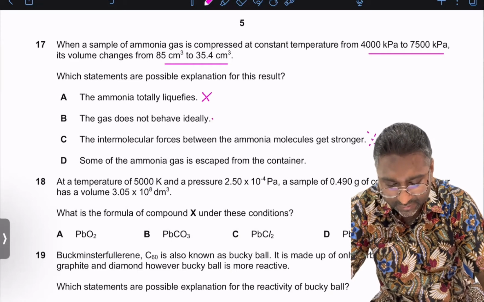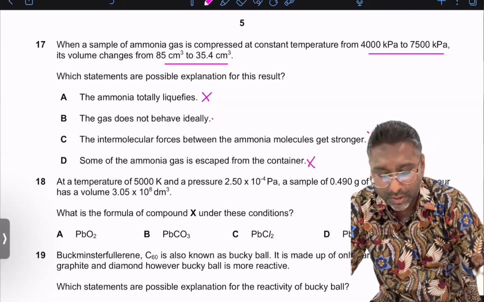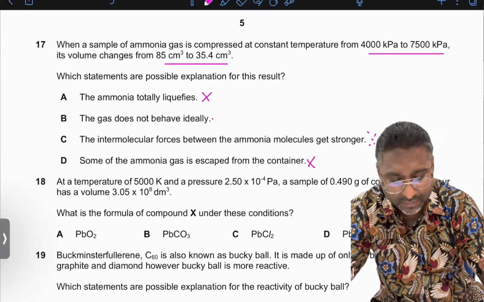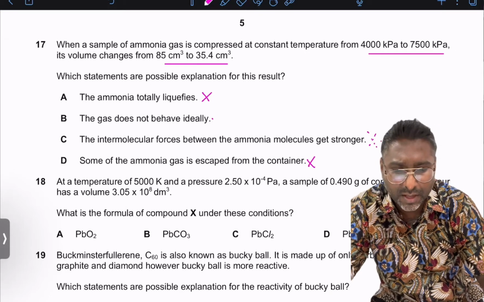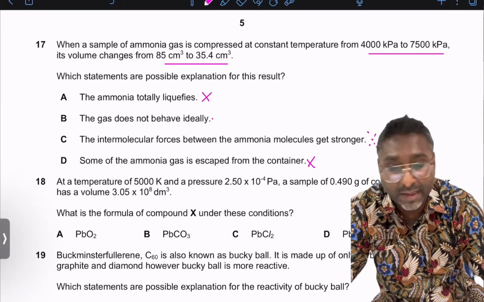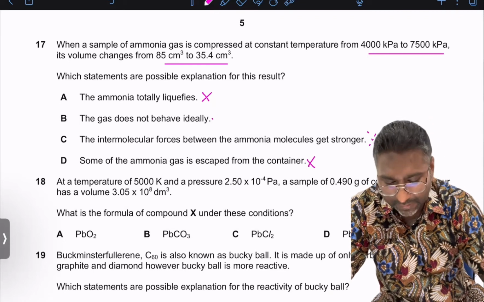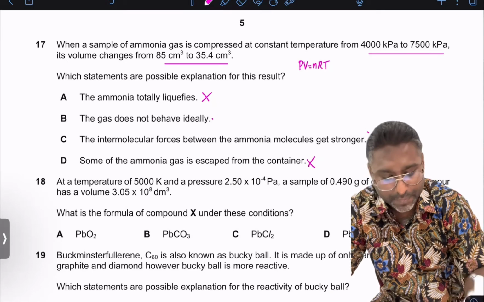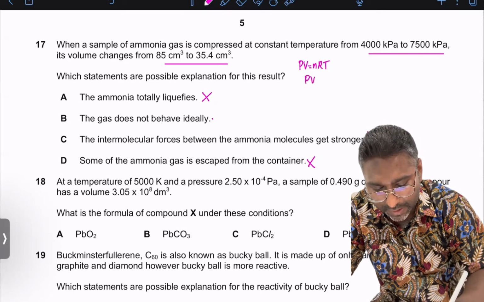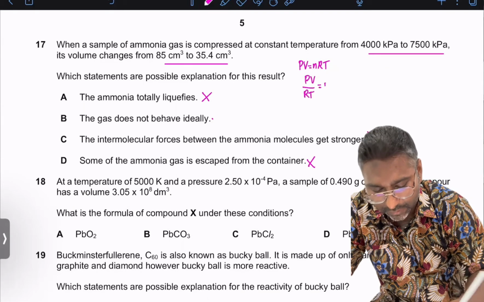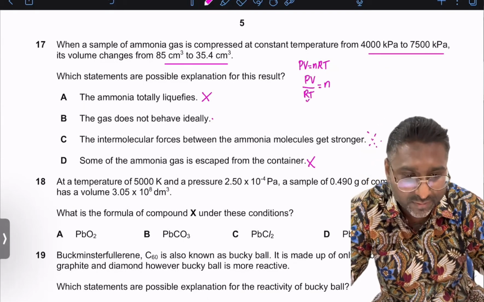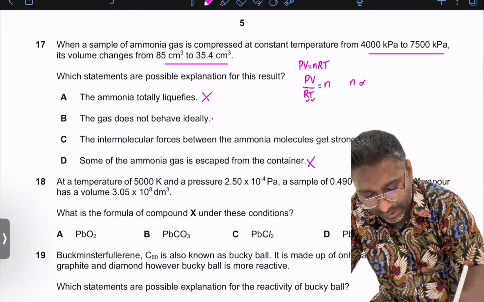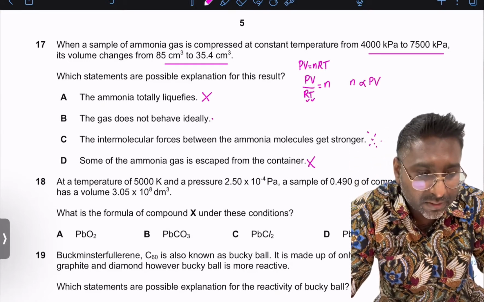Some of the ammonia gas has escaped from the container. Definitely no, because we are compressing. It has got nothing to do with the volume suddenly decreasing because ammonia gas escaped from the container. So you can cancel out A and D. Now for this question, the best way to answer is to use PV equals nRT. PV divided by RT equals n, where R is the gas constant. Temperature is constant, so you can simplify this as the number of moles is directly proportional to pressure times volume.